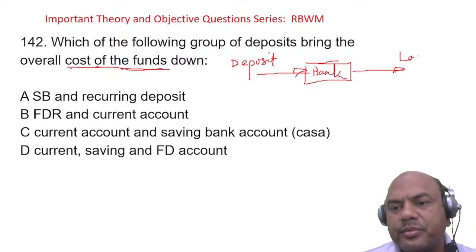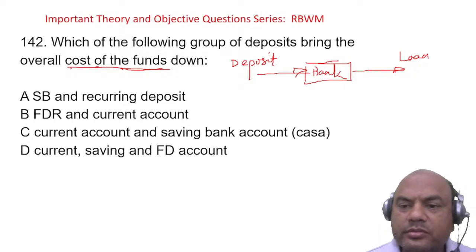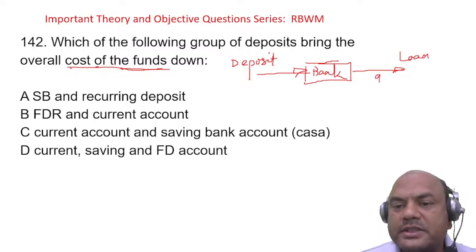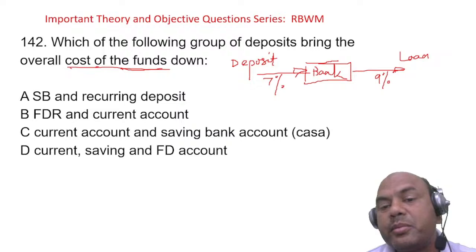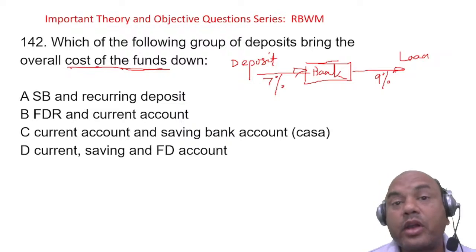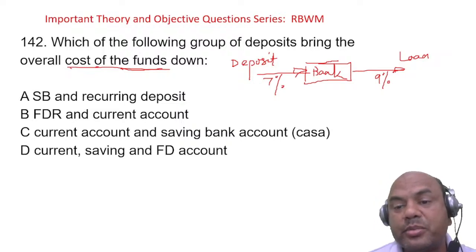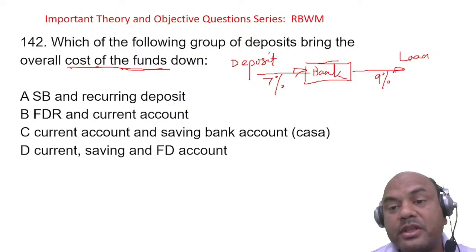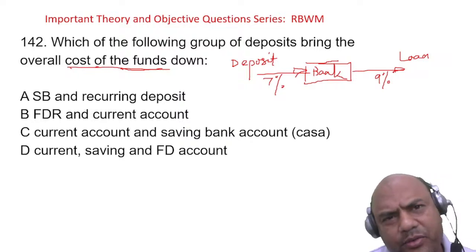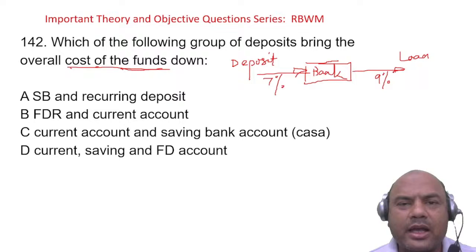Loan, right? So if loan is given at, let's say, 9%, deposit is taken at, let's say, 7%. So what should be my aim in life? My aim in banking should be, I can't increase these rates, because the competition will kill me then. If I make this 9 to 10, I should definitely try to make it 9 to 10, but I can't do it.